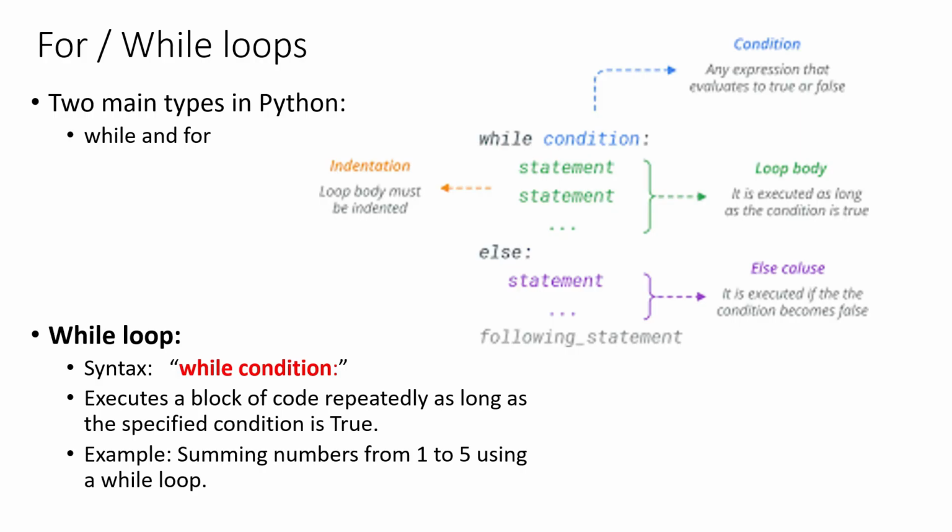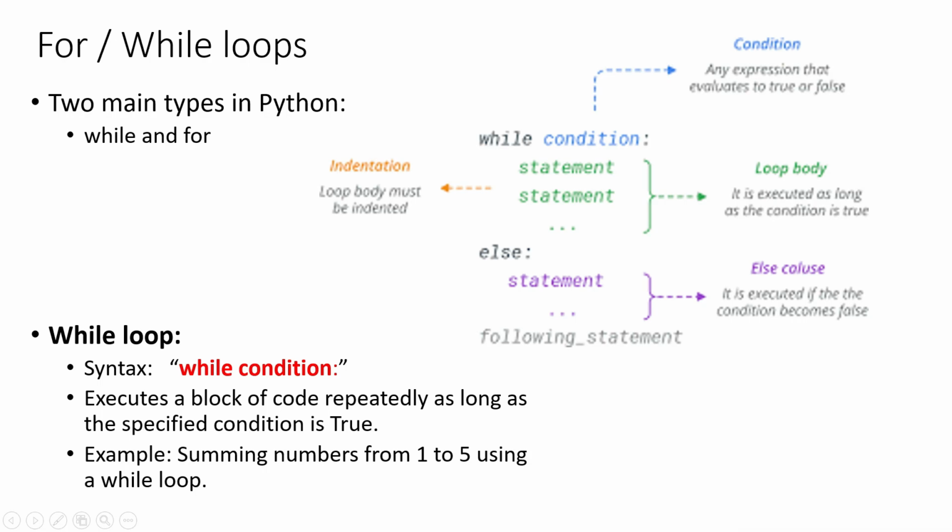There are two main types of loops in Python, while and for. Loops are used when you want to execute code repeatedly as long as a particular condition is true. Both while and for loops check a particular condition, and as long as the condition is true, they execute the code block within that loop.